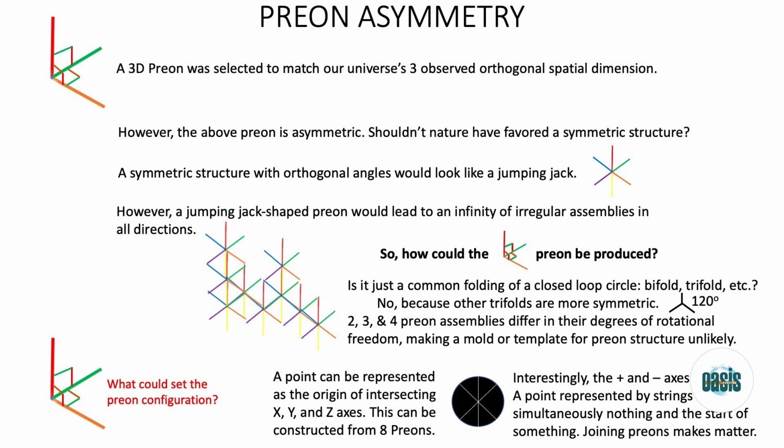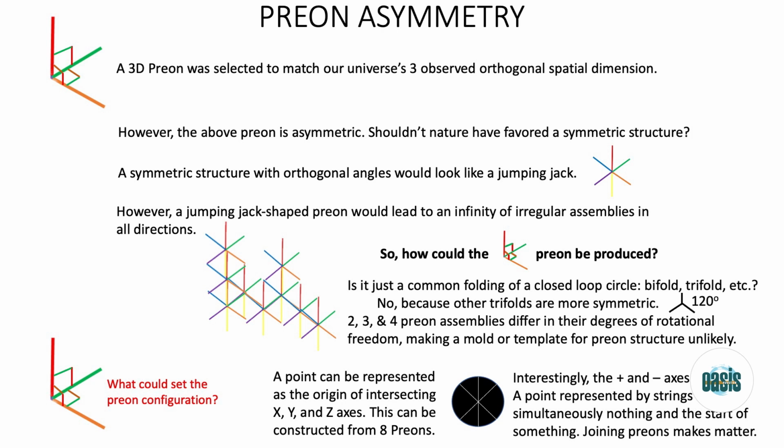So why is the preon asymmetric? It was picked to have that shape so that we could build a 3D universe out of it. But you know, wouldn't nature prefer a symmetric structure? Wouldn't you really expect the preon to look like a jumping jack? Well, if you try and use a jumping jack, it can build in all directions and you end up with these very bizarre assemblies.